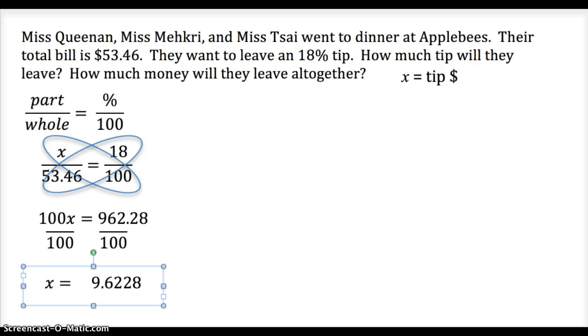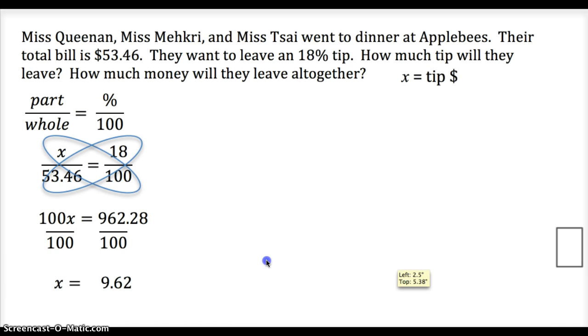9.6228. But we're dealing with money, so when you're dealing with money, you need to round to the nearest cent. When you round 9.6228 to the nearest cent, you get 9.62, or $9.62. Don't forget your units. Again, just like we said above, this is our tip.